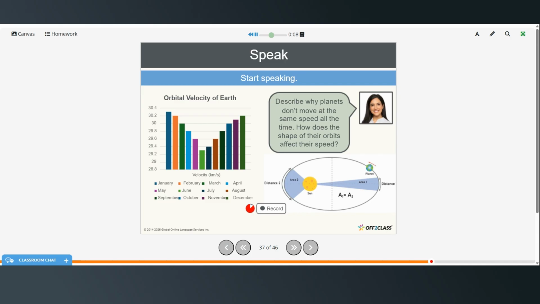Describe why planets don't move at the same speed all the time. How does the shape of their orbits affect their speed? Once again, take a moment to study the graph and the diagram, pause the video, speak your answer aloud, and then restart when you're ready to continue.